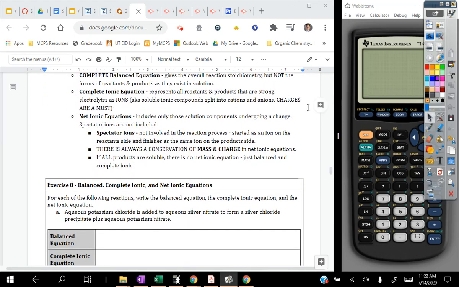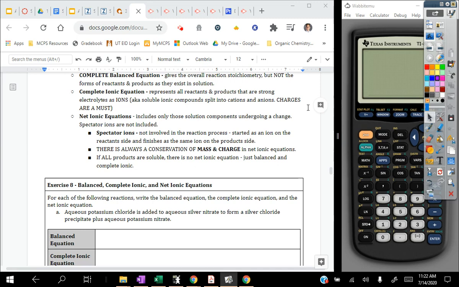For that, we're going to use the complete ionic equation. This represents all reactants and products that are strong electrolytes, aka things that can dissociate, as ions. When we represent them as ions, we're going to split it into the 2 parts, the positive cations and the negative anions. You must show charges here for a complete ionic equation.